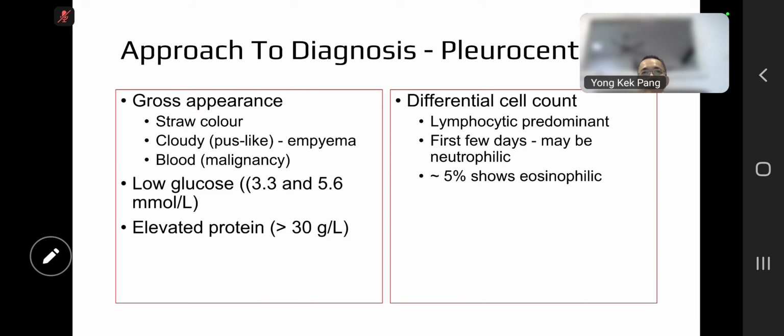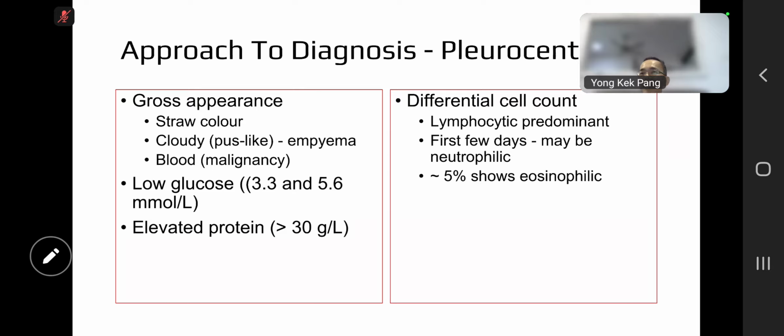Glucose is usually a bit low, between 3.3 to 5.6. It is lower than the blood glucose because of the consumption by the mycobacterium, and also because this is an exudative effusion. You can see that the protein is higher.